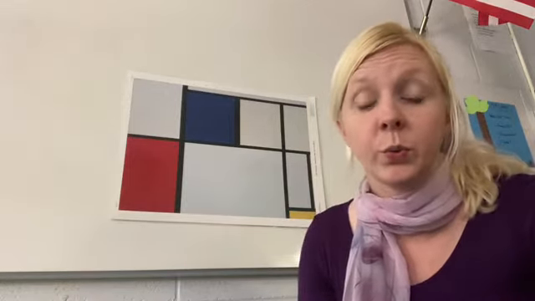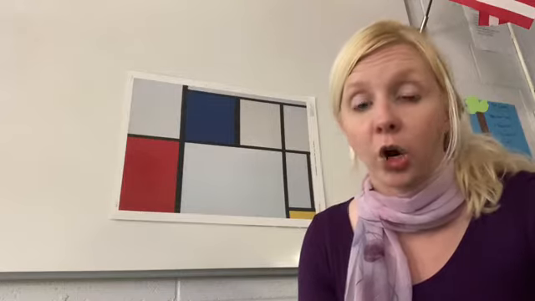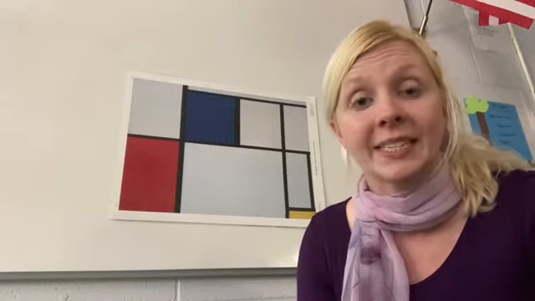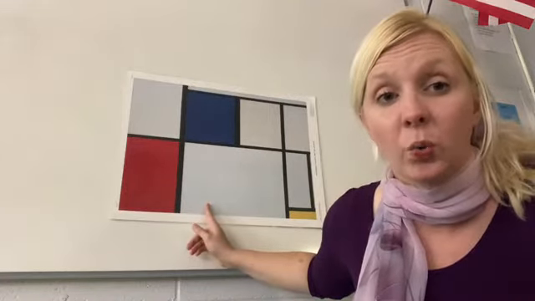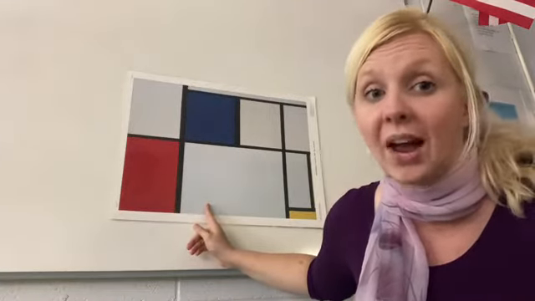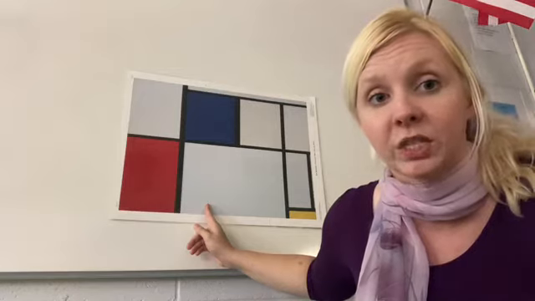Hi boys and girls. So today we are going to talk about a new artist, and our artist's name is Piet Mondrian, and I'm going to show you some of his artwork and a picture of him in just a minute. But I wanted to show you this picture here behind me. This is his artwork. This is called an abstract artwork, and we're going to talk about that in just a minute. But by the time we're done with this project, you're going to make an artwork that looks exactly like a Mondrian. Pretty cool, huh?